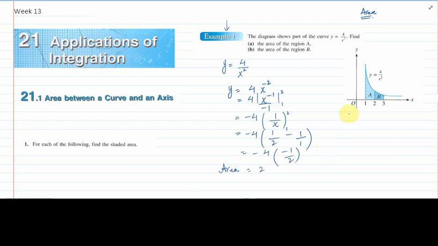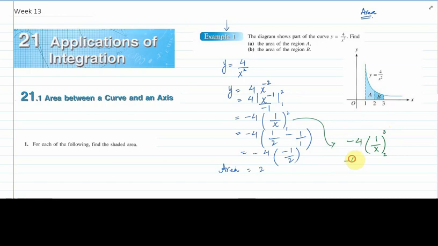Alright, now if we attempt part B, in which we need to find the area of region B, we start from this part, right? After integration, it's minus 4 times 1 over x. Now for part B, only the limits are changing, the equation of the curve is the same, right? So the lower limit is 2 and the upper limit is 3.